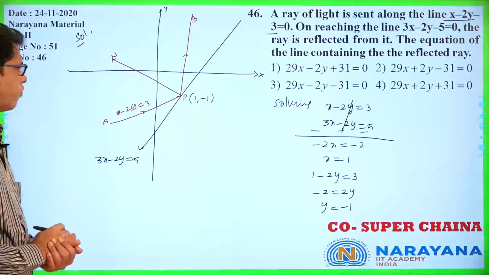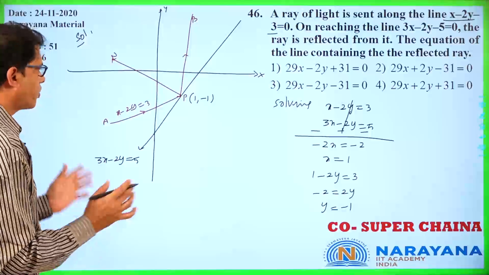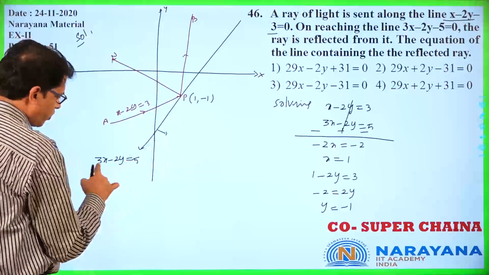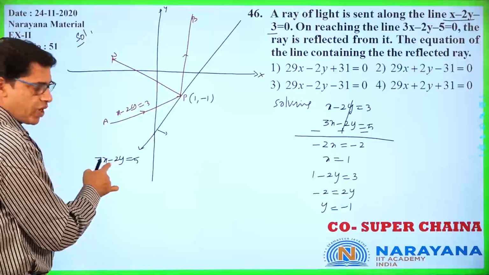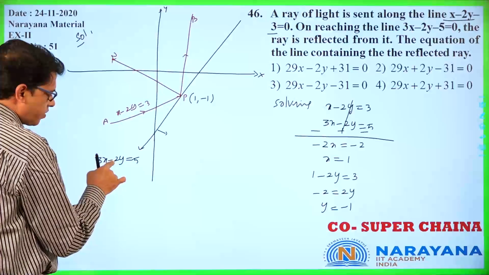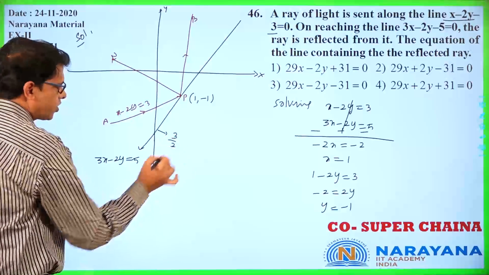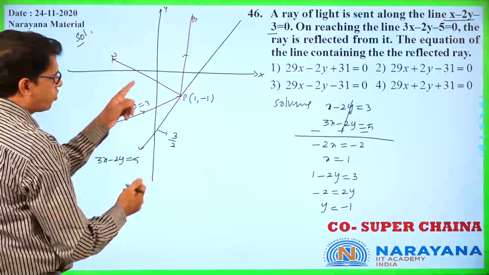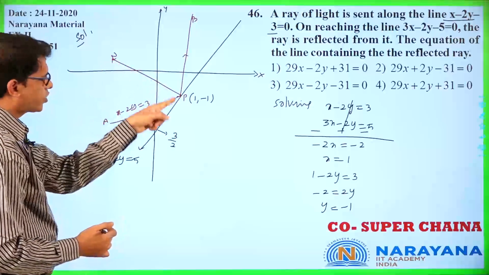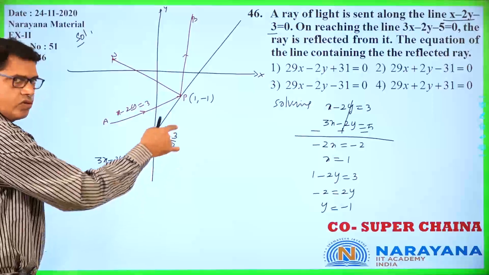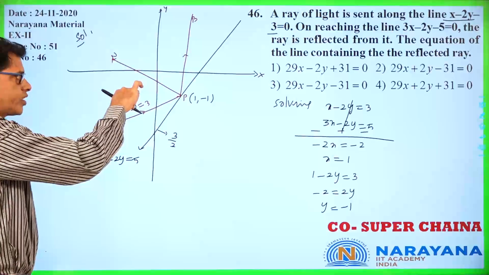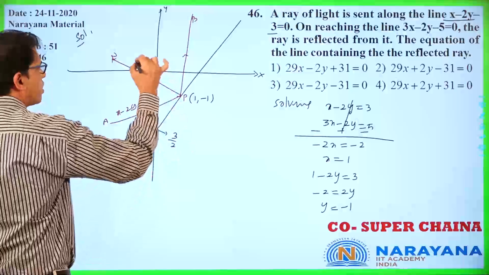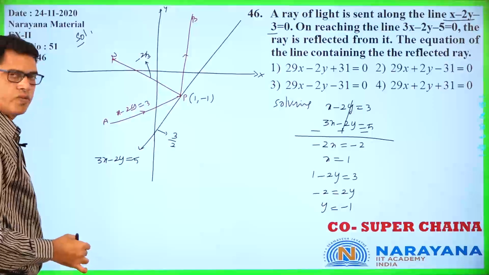Then what else? We have to find the slope. Slope is not given. So what is the slope of this one? Slope of this one is minus a by b, which means minus 3 by minus 2. This slope is 3 by 2. These two are perpendicular. So what will be the PN slope? If it is 3 by 2, PN slope will be the opposite and reciprocal. So the slope of this line is minus 2 by 3.